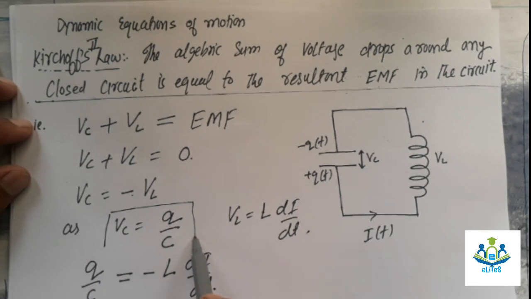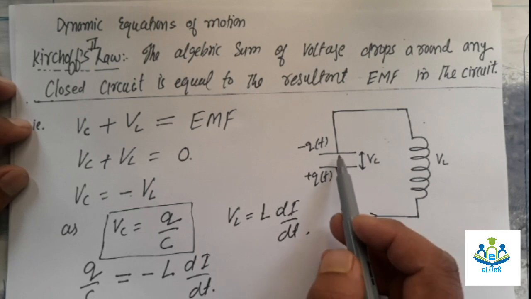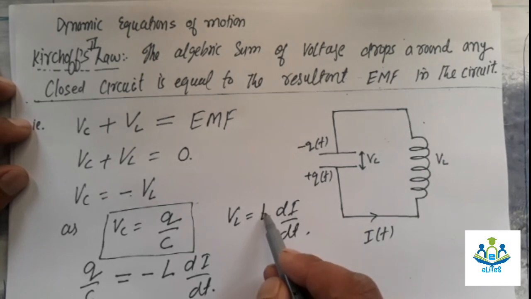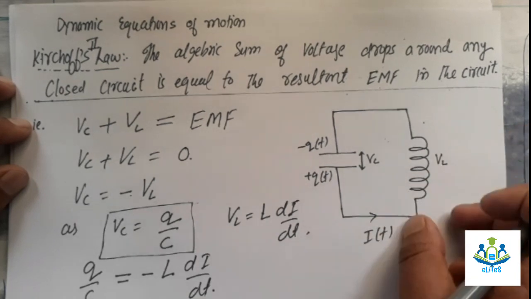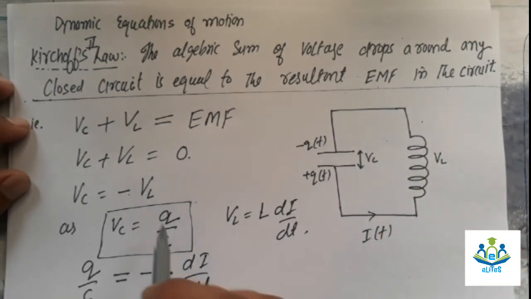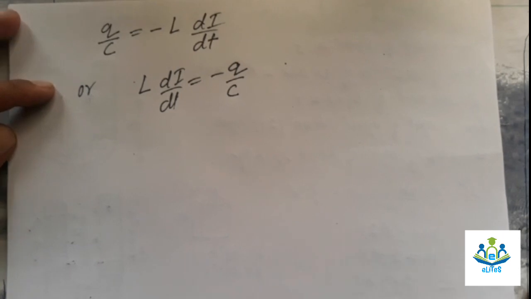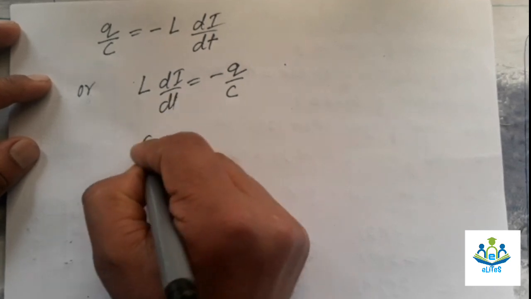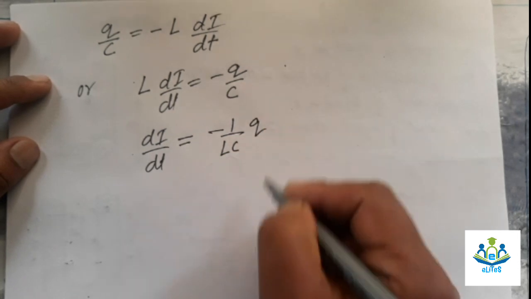Vc is the potential difference between the plates of the capacitor. It is Q by C. And VL is L di by dt, the potential difference across the inductor coil. So by using this equation, Q by C is minus L di by dt. So this can be written as L di by dt equals minus Q by C. So di over dt will be equal to minus 1 by LC times Q.